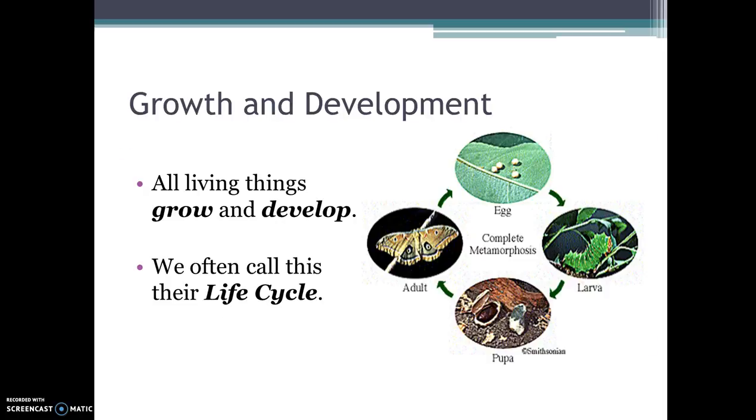All living things grow and develop. And you can see here the life cycle of a moth. It starts out as eggs. Those hatch into a caterpillar or larva, and then the caterpillar forms a cocoon, and inside the cocoon is a pupa, and that, of course, turns into an adult.